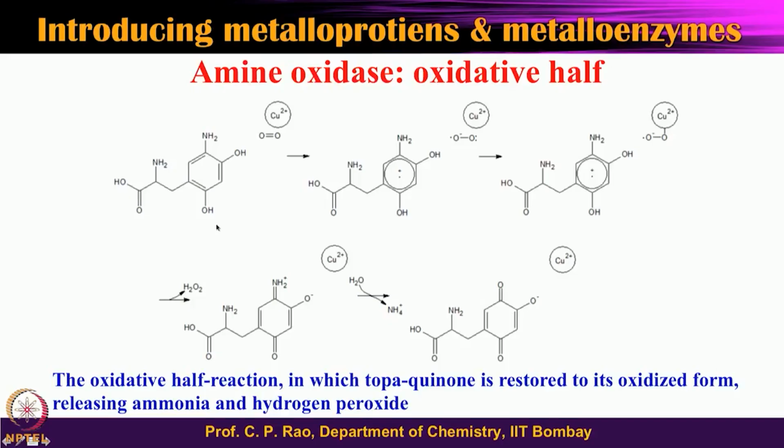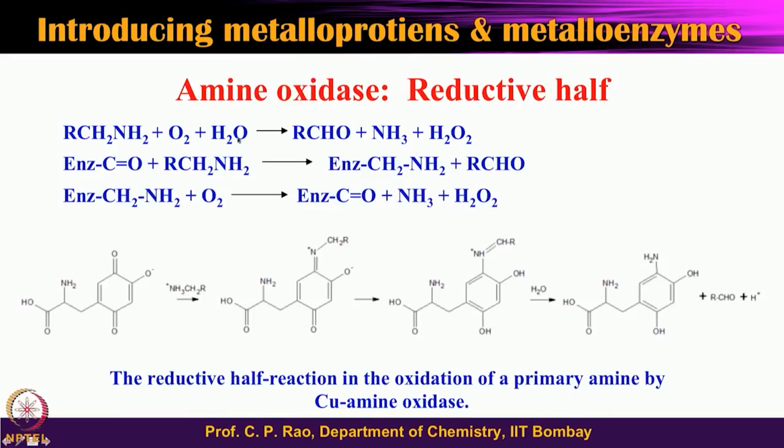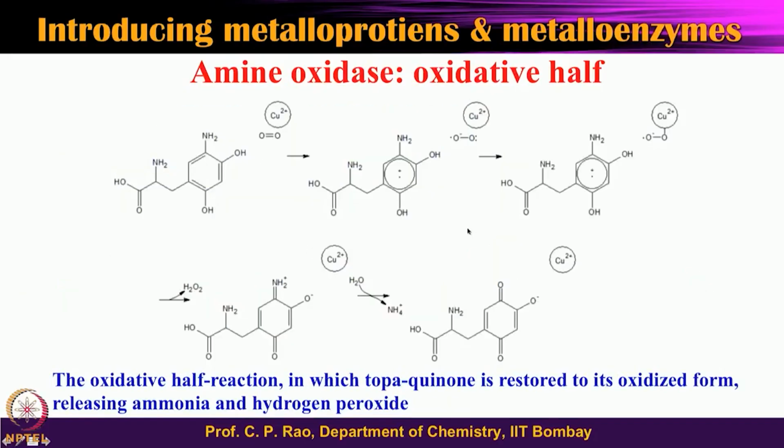So, you have the total thing on this. Let us look at this one. First half and second half: the first half will give you the aldehyde and the amine-bound species, and the second half will give the enzyme, the ammonia and H2O2. In that second half, again, you can see two parts here.